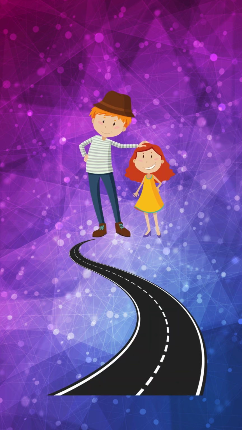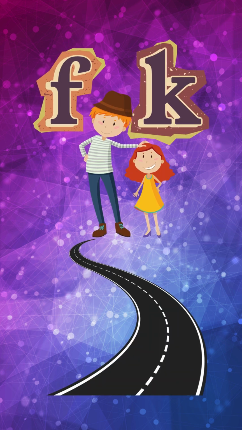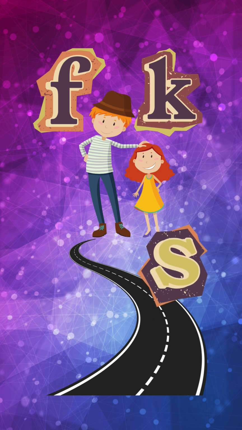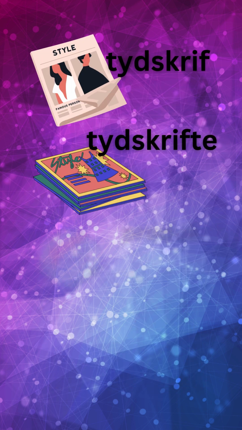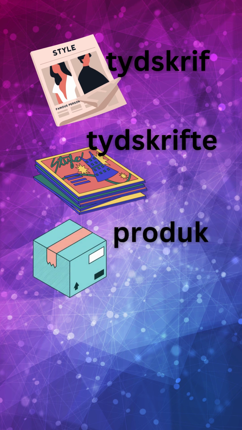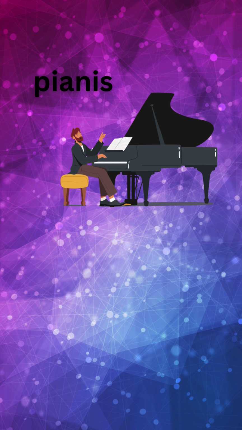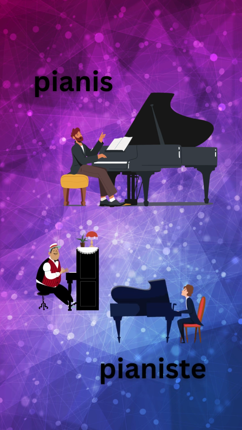Generally though, if it's a long word with a short vowel ending in F, K or S, it is likely to get a TE in the plural. Some common examples are tydskrif, which becomes tydskrifte, product, which becomes producte, and pianist, which becomes pianista.